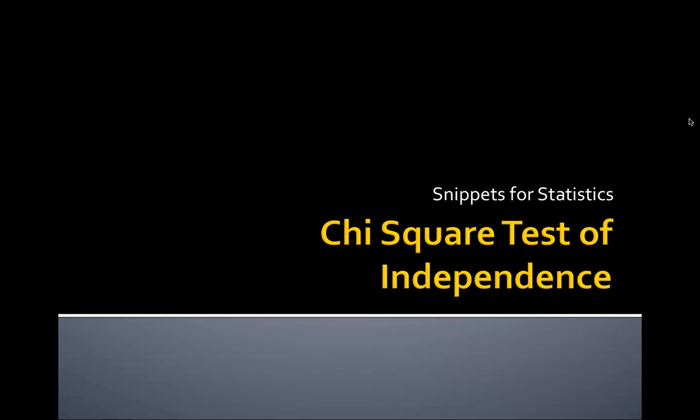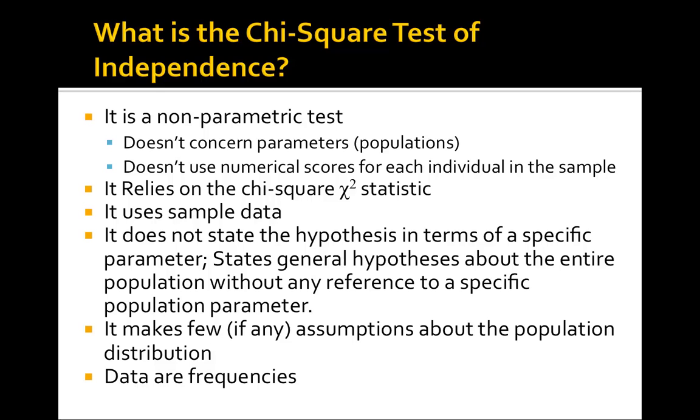Today's lesson is on the chi-square test of independence. The chi-square test of independence is a non-parametric test. It doesn't use parameters. It doesn't use numerical scores for each individual in the sample. It relies on the chi-square statistic. It uses sample data. It does not state the hypothesis in terms of a specific parameter. Hypotheses are about the entire population. It makes few, if any, assumptions about the population distribution. The data are frequencies.